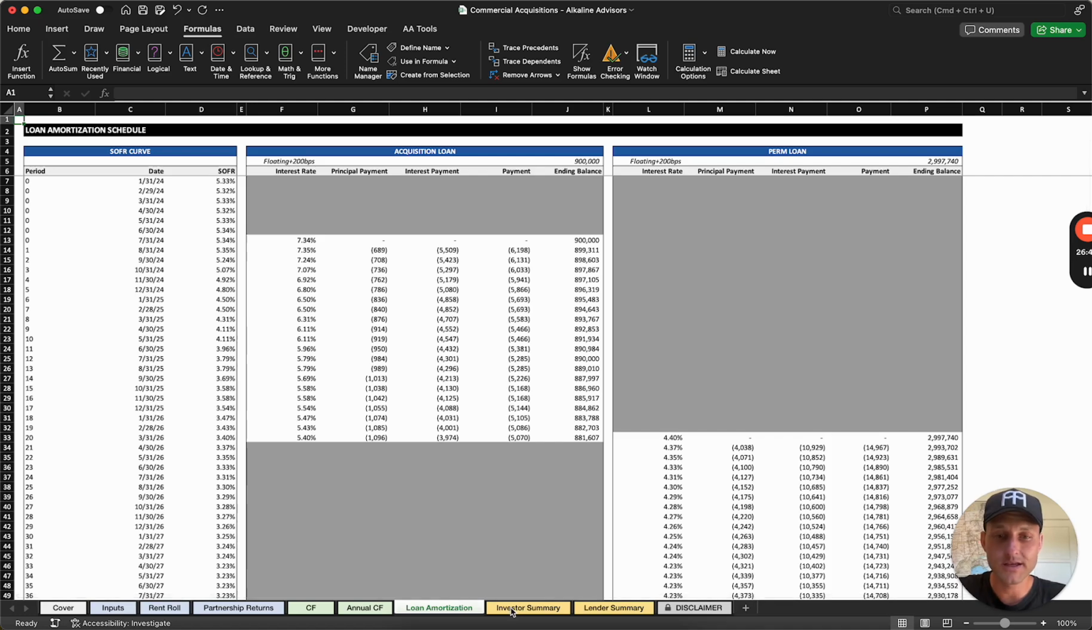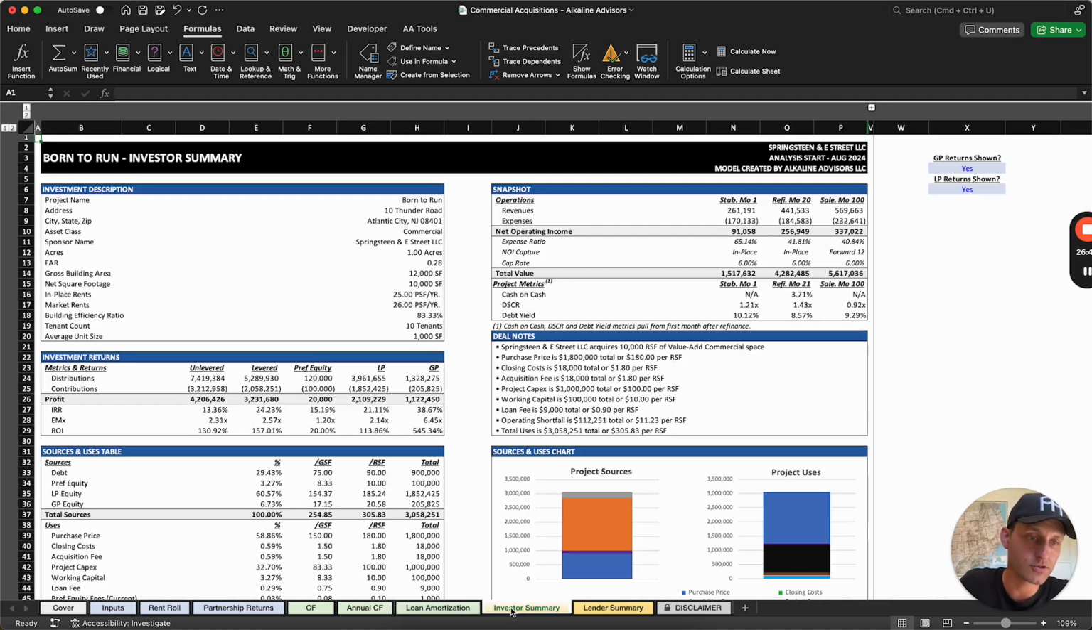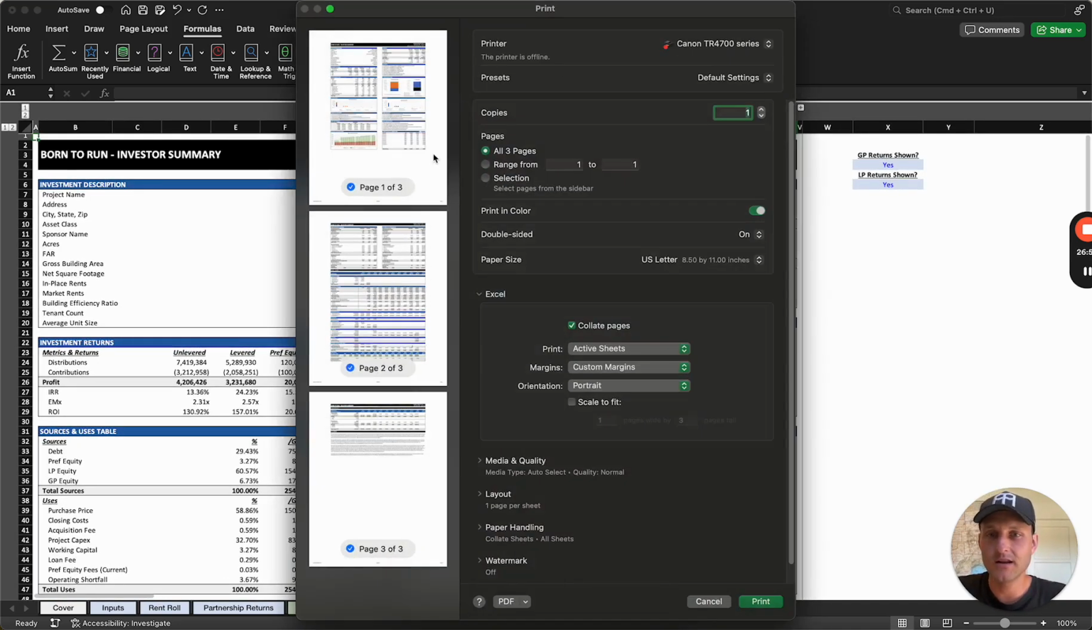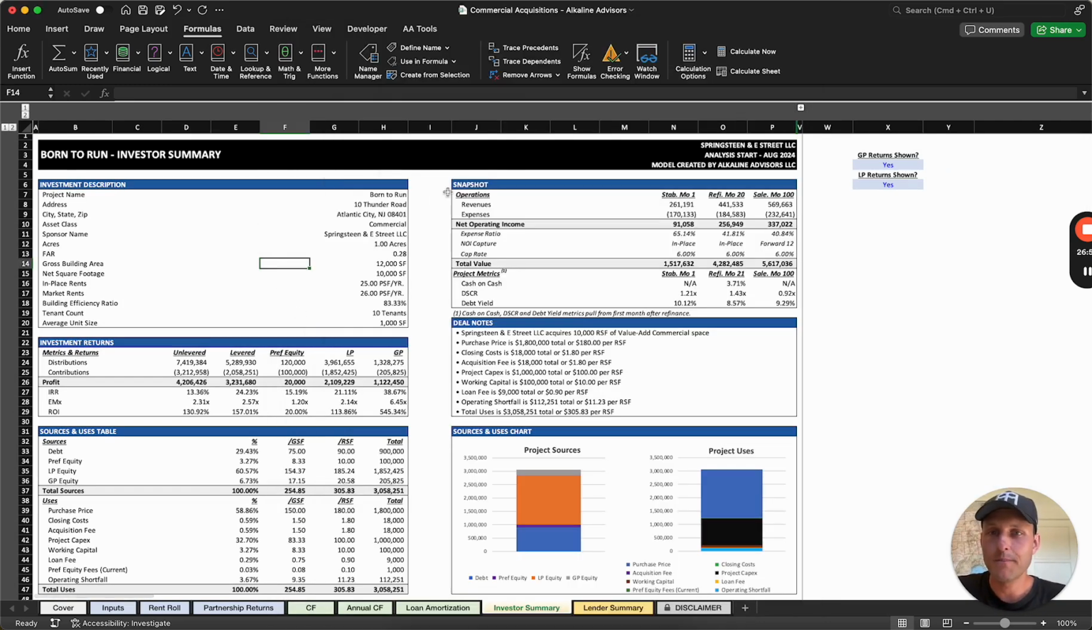And then all of this we like to package and snapshot into what we call our investor summary tab. So the investor summary tab is, as I said, a nice snapshot to share with investors. You can print it as such, and it'll go into a nice PDF of 3 pages. It's got basic investment description, snapshot at different times, stabilization versus refi versus sale. You can see all this will update automatically, right, in terms of timing.